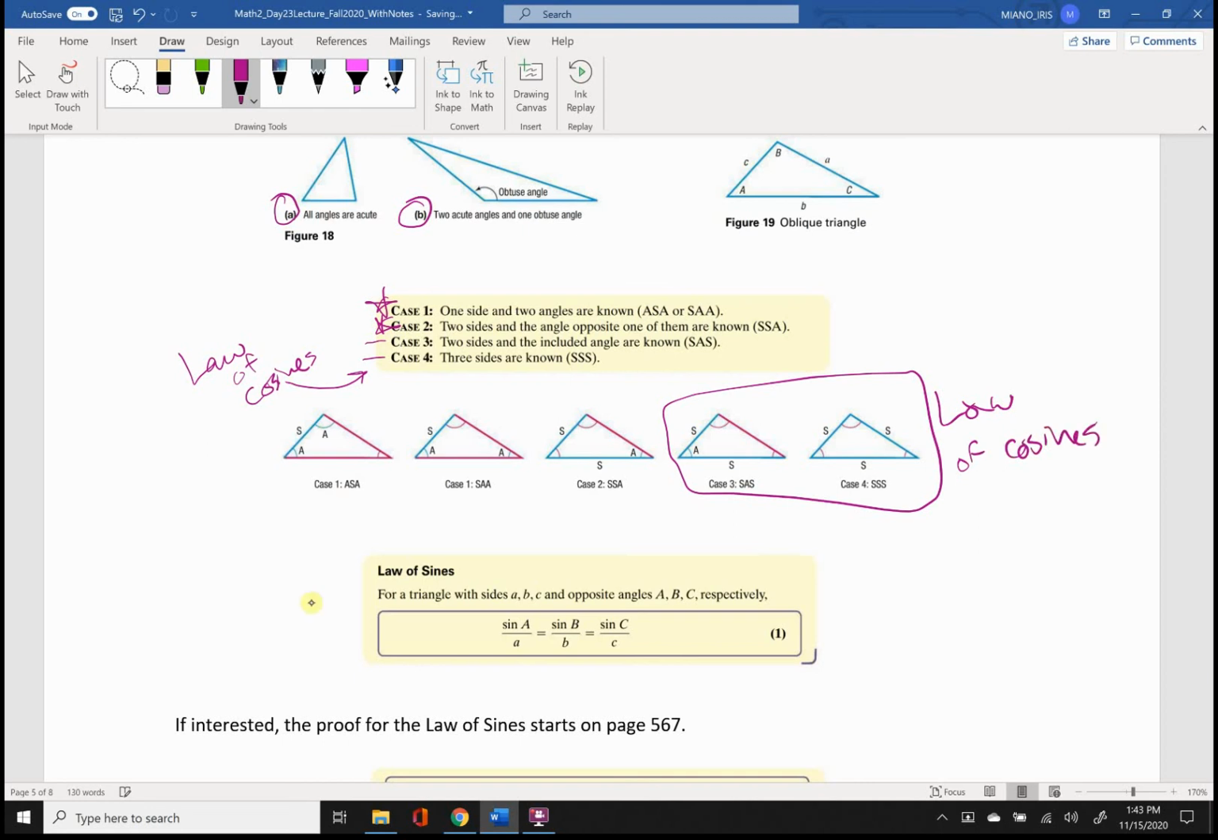So, to be continued on cases 3 and 4. Case 1 has a couple of different configurations in which one side and two angles are known. That could look like case 1 or case 2 depending on whether the side is between the two angles or not. So it could be an ASA or an SAA, if you want. No, that's a ridiculous way to represent that acronym. But anyway, those are the two cases in which you can have two angles and a side.